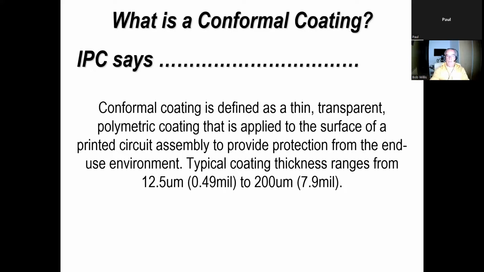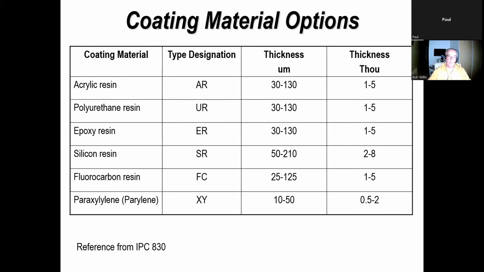So conformal coating, based on the IPC definition, is a thin, transparent, polymeric coating. The actual thickness of it depends on the specification, and there are different materials with different hardnesses, different insulation properties, and of course different expansion and contraction properties. So it's understanding the material, particularly from your supplier, to get the right product for your particular environment.